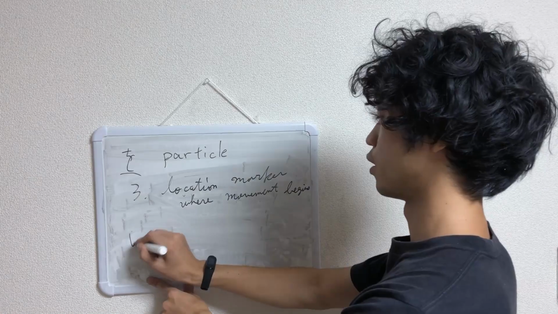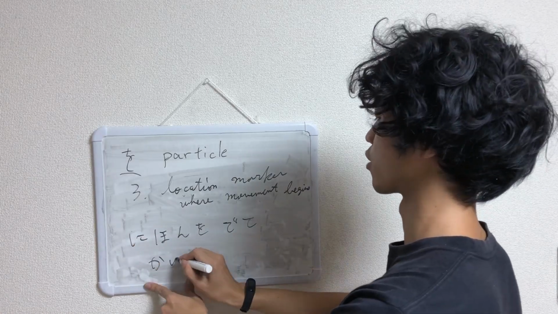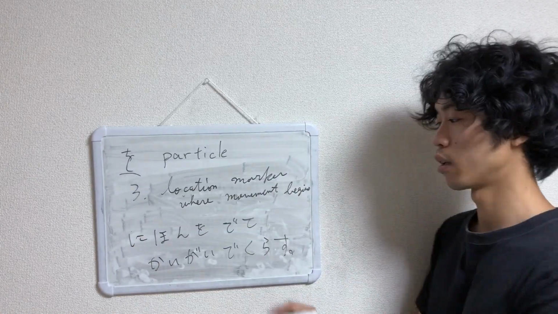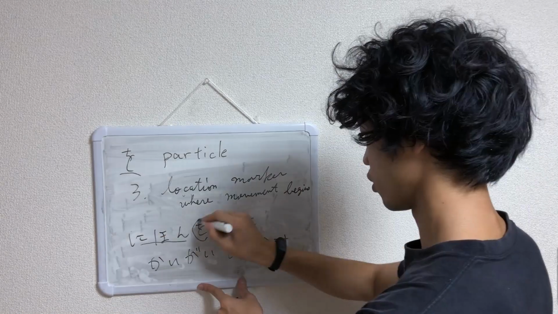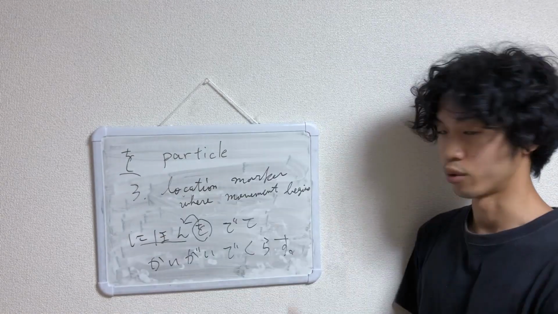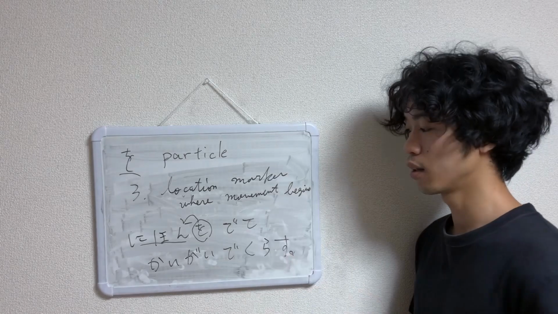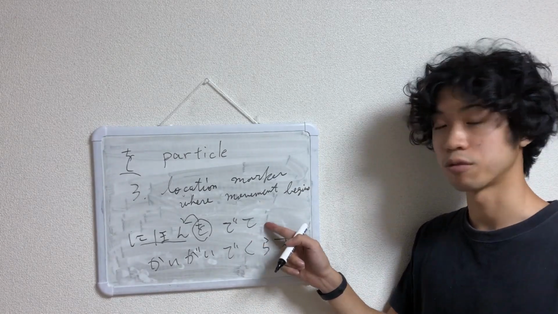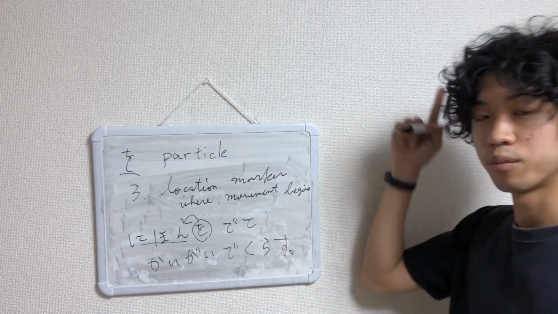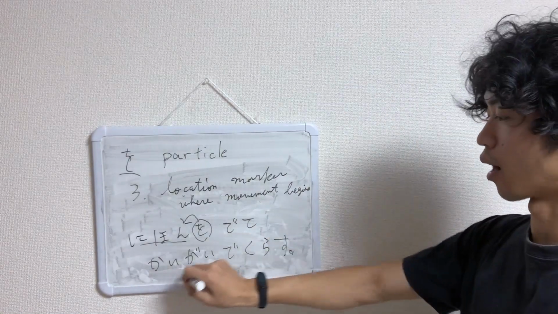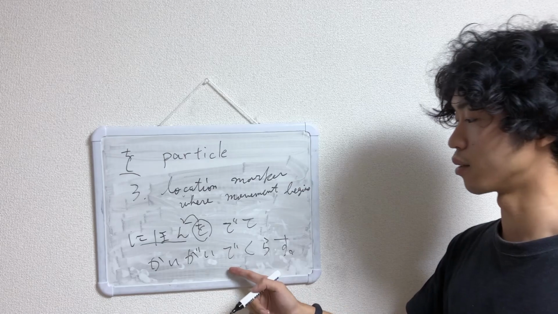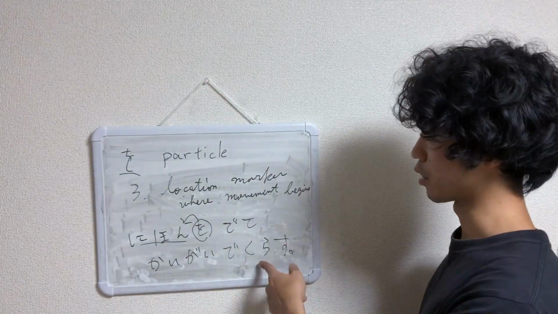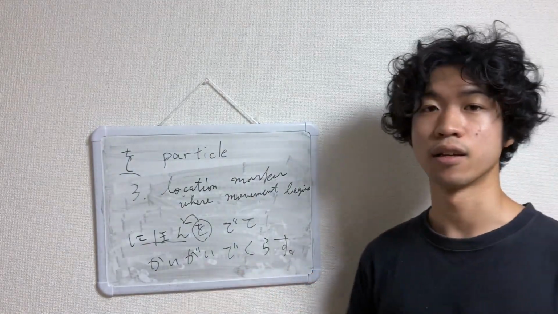Another example. 日本を出て海外で暮らす. Seems complex. Don't worry. 日本, Japan. So indicating a place. Location, Japan. 出て is a te form of 出る. If you want to learn about te form, I made a video about te form. Here, you can check it out. 海外, abroad. で, indicator of an action. 暮らす is live. So living is an action indicating where, abroad.